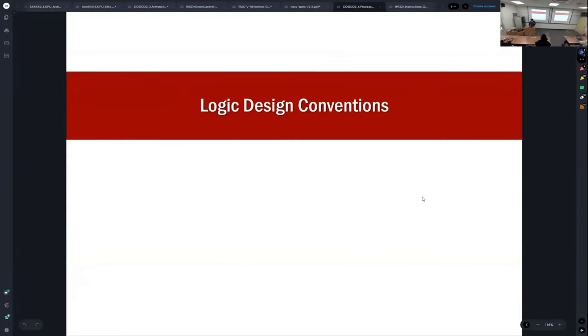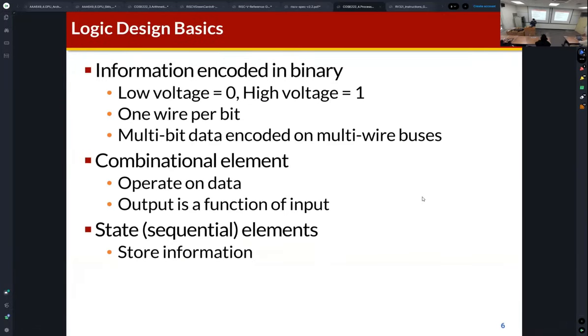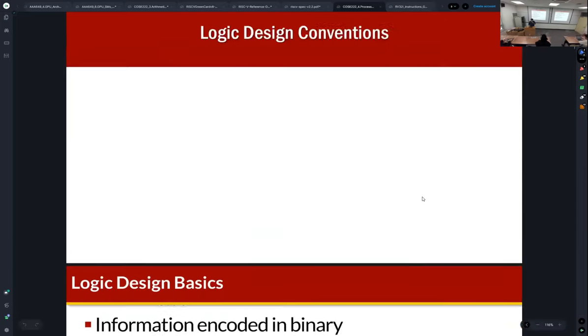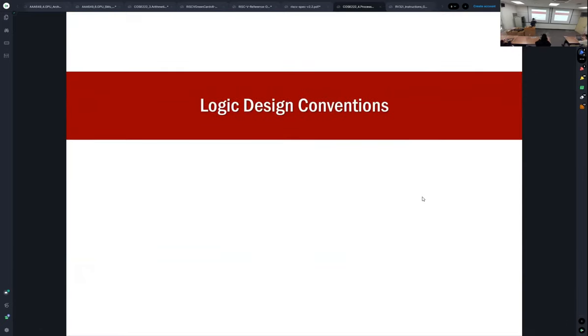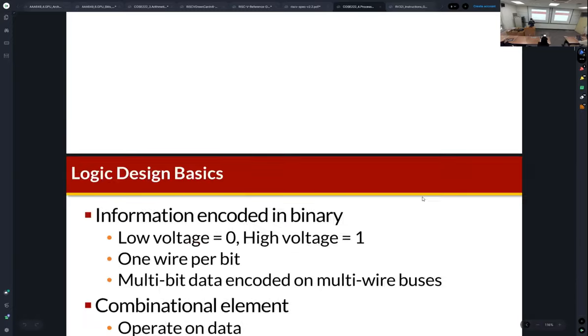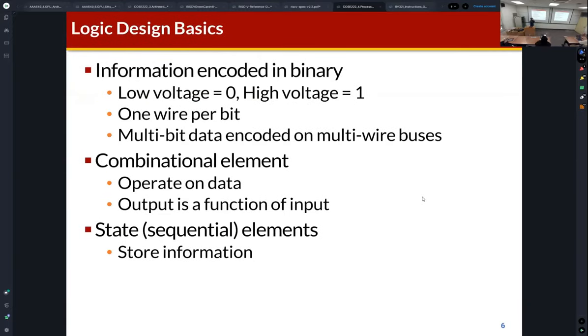Before starting the details of the processor architecture, I will go over some logic design conventions. In chapter four, we have several design exercises, and you will be looking at the processor using a hardware description language. So you need to understand how the hardware is implemented using HDL. So let's see the basic knowledge of logic design.